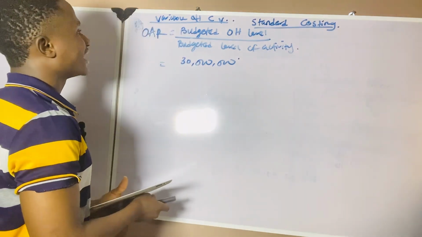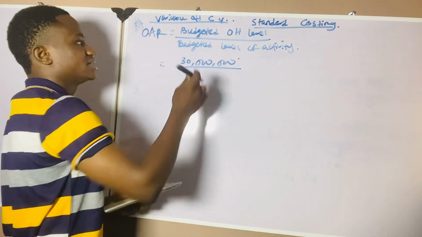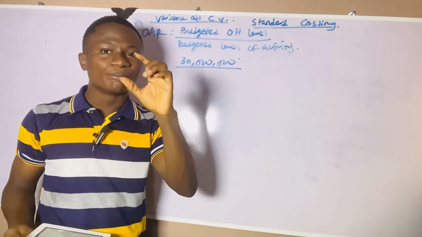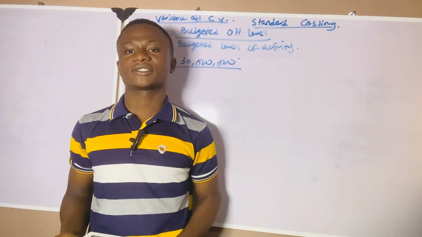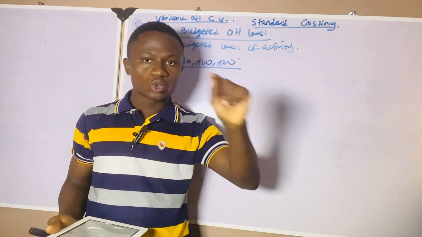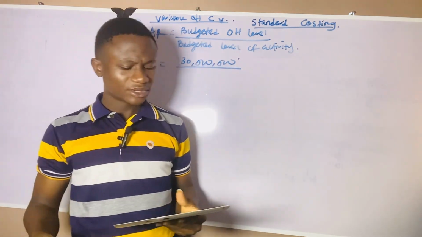So what did I need to do? I need to calculate my budgeted overhead level. I need to calculate my budgeted level of activity, which is my budgeted total hours. That's what I need to calculate. So what is my budgeted total hours?